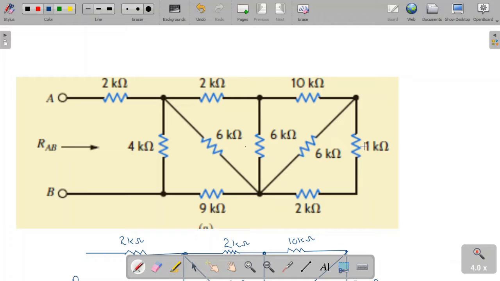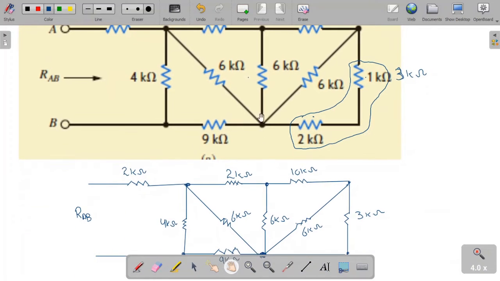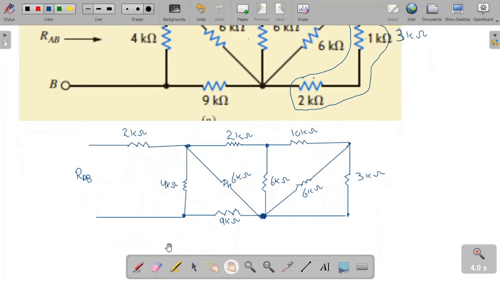If you can see over here, this 1 kilo ohm resistor is in series with this 2 kilo ohm resistor. So I can replace these two resistors by a simple 3 kilo ohm resistor. That's exactly what I have done over here. I have written all those again, and I have replaced these two by a 3 kilo ohm resistor because these two are in series.